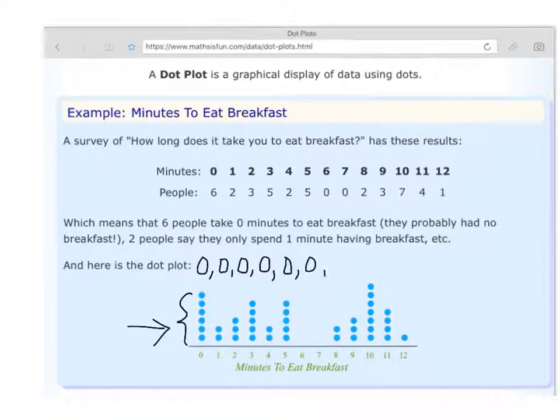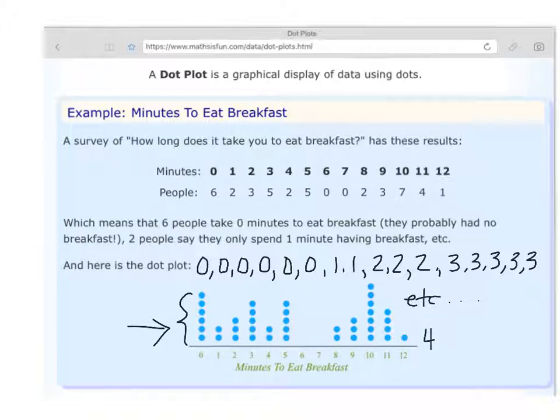And then there were 2 people who said it took them 1 minute, and then 3 people who said it took them 2 minutes, and then 5 people who said that it took them 3 minutes, and so forth. So I would finish writing out my data set. And altogether, when I'm finished, I would have 40 data points in my set, because there are 40 dots on my dot plot.